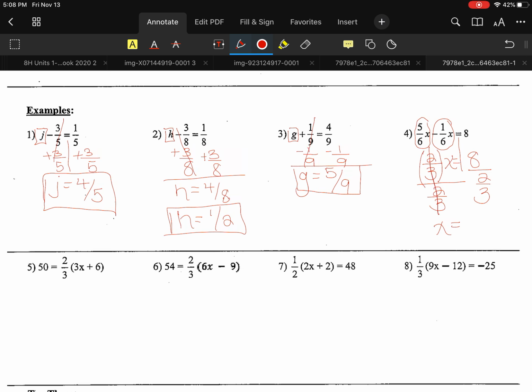If we were in 6th grade math, you would have to do keep, change, flip, but we are not in 6th grade, so x equals 12. So if you do not have a calculator, you will have to do keep, change, flip on that.